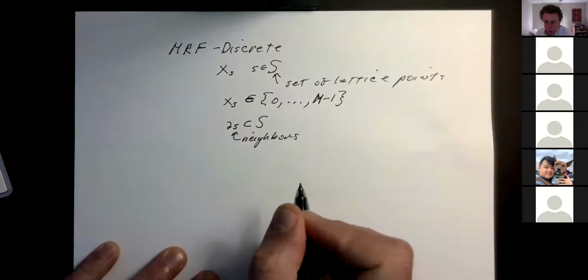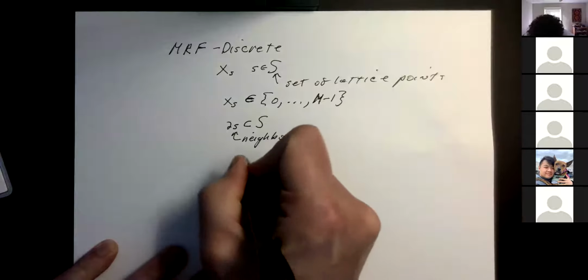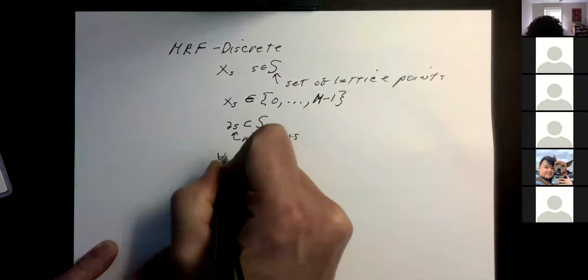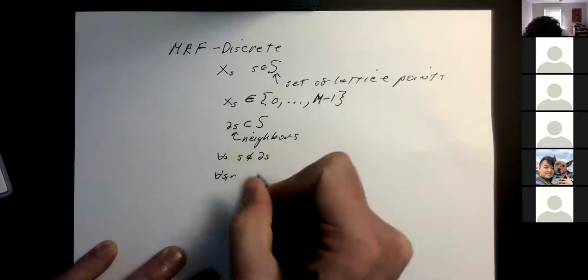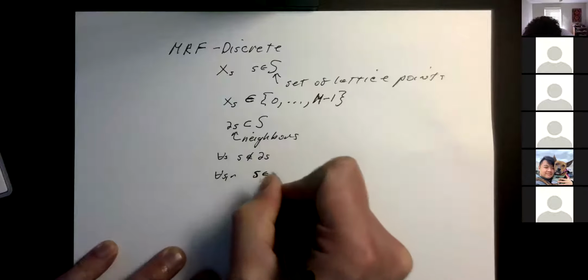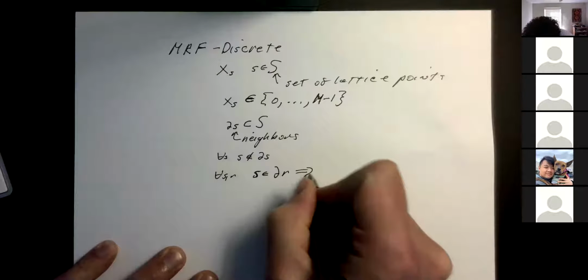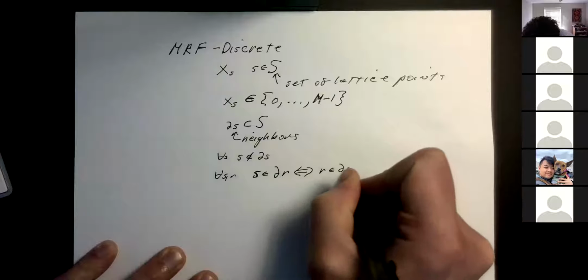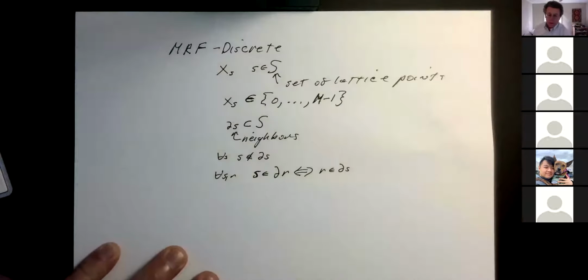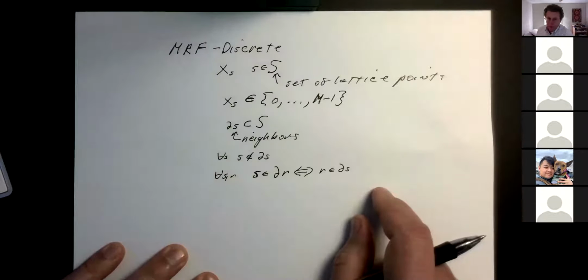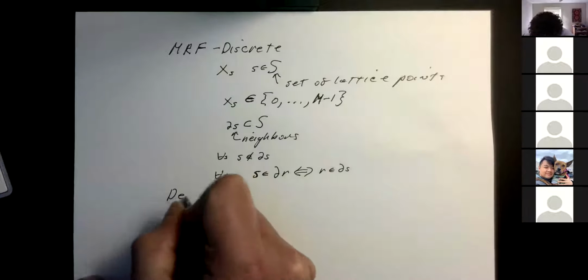And there are a couple of properties of the neighborhood. s is not a member of partial s, for all s. And for all s and r, if s is a member of partial r, then it must be that r is a member of partial s. So neighborhood has a symmetry relationship. If I'm your neighbor, you must be my neighbor. So, okay, fine.